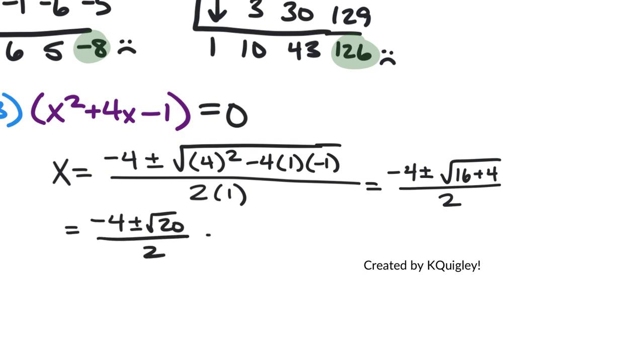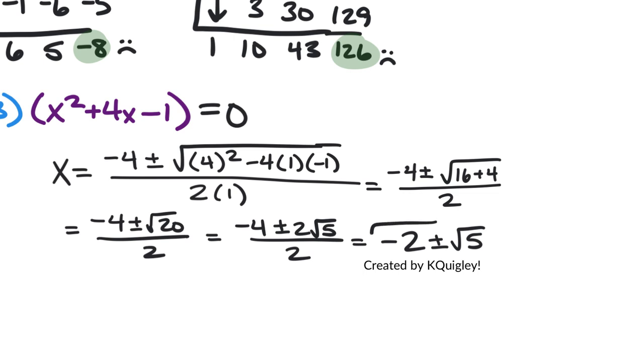Can you break the number 20 down? Visually do a tree in your head. 20 can divide into what and what? 2 and 10, and then 10 can go 2 and 5. So I have a pair of 2's and a lonely 5, which is negative 4 plus or minus 2 square root 5 over 2. Just because I can't help myself, since the negative 4 and the 2 are both divisible by 2, this actually reduces down to negative 2 plus or minus square root of 5.